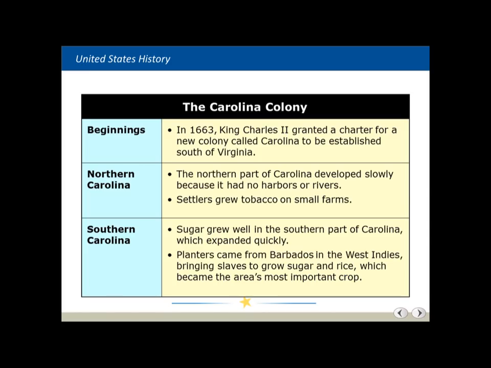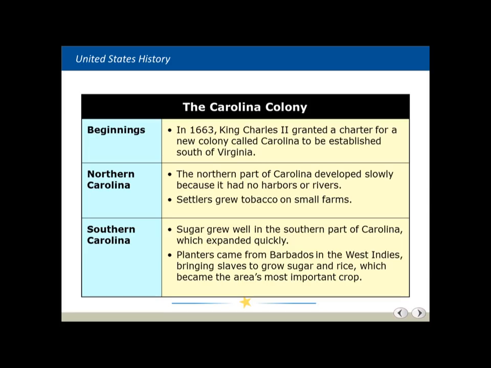The Carolinas were granted. King Charles II granted a charter for a new colony, originally just called Carolina, that was south of Virginia. The northern part of Carolina developed slowly. There weren't any harbors or rivers. A lot of tobacco grown there. Southern Carolina expanded a lot faster.